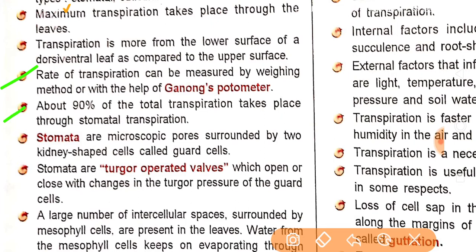About 90% of the total transpiration takes place through stomatal transpiration. Stomata are microscopic pores surrounded by two kidney-shaped cells called guard cells. Stomata are turgor operated valves which open or close with changes in the turgor pressure of the guard cells.